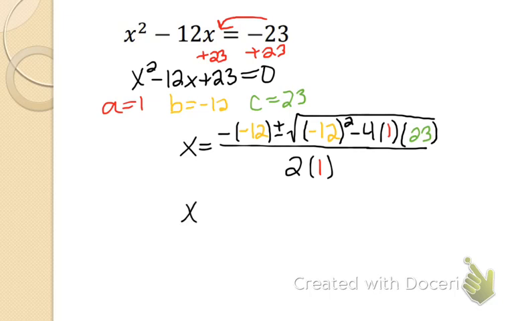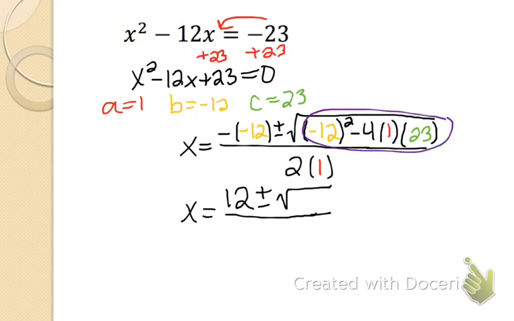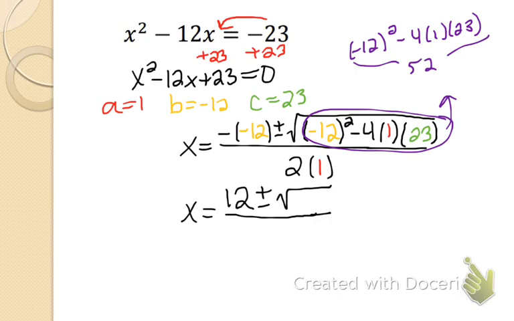So once you substitute, the next step is, okay, well, let's just rewrite it a little simpler. Here we have negative times a negative 12. Well, that changes into a positive 12. No more negative. Plus or minus the square root of. So again, take a moment, look into the future, look into the discriminant. So here we have negative 12 squared minus 4 times 1 times 23. Depending what the discriminant gives us, we'll find out what kind of solution we're going to end up with. And so our discriminant is a 52.